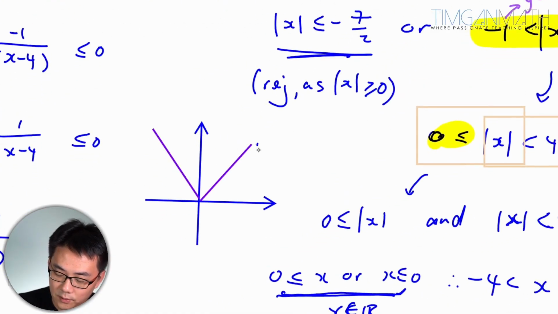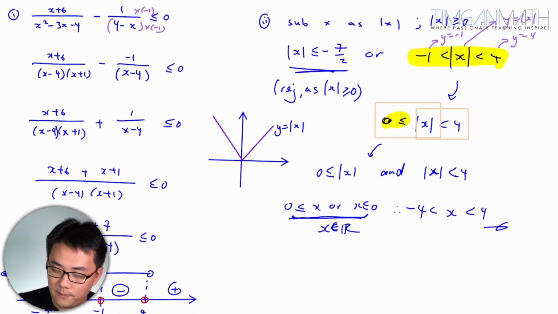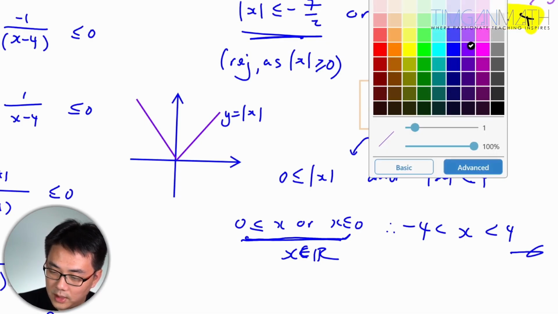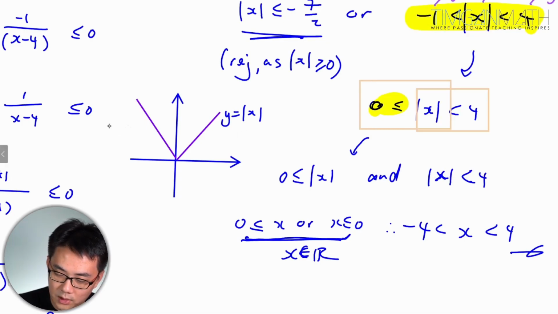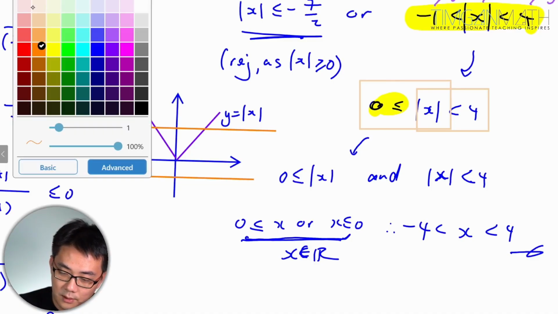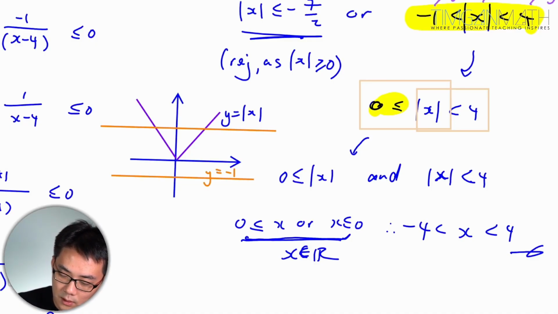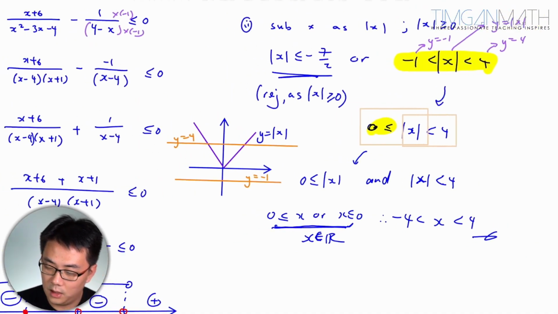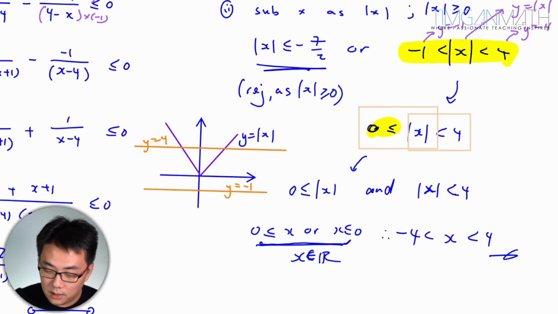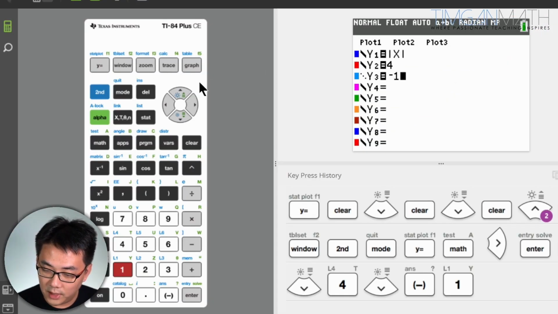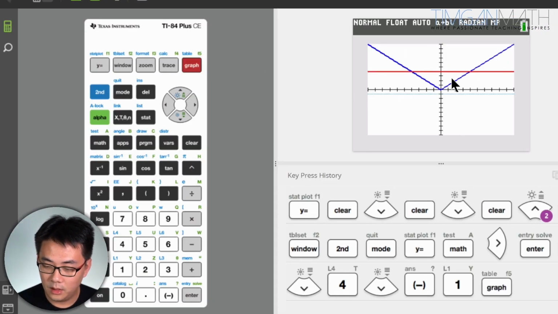This is y equals mod x. When you draw the line out, this is y equals 4, this is -1, and this is y equals 4. Basically this is the graph that you're looking at, like that.